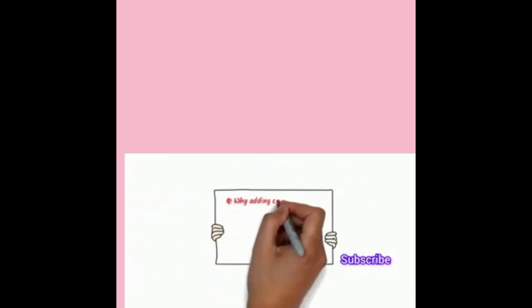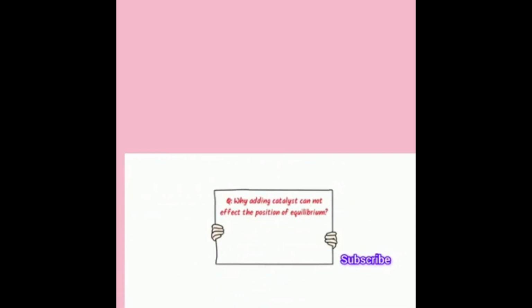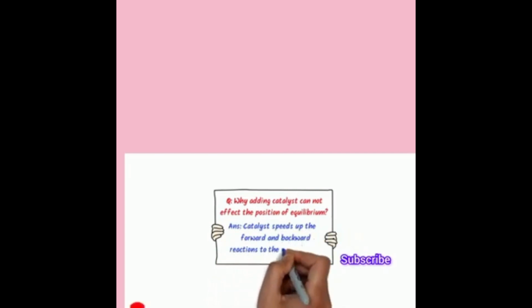Lastly, let me teach you one bonus question. Why adding catalyst cannot affect the position of equilibrium? Well, it is because the catalyst speeds up the forward and the backward reaction to the same extent. So adding catalyst only speeds up the forward and backward reaction. It doesn't change the position of equilibrium. I hope that you have learned all about Le Chatelier's principle.